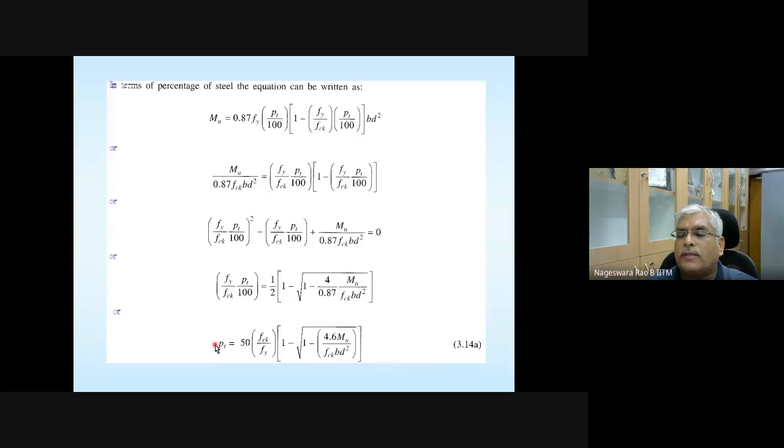So what is the use of this equation? If the section dimensions are fixed, and if your design moment is known to you, and your grade of concrete is fixed and grade of steel is fixed, you can directly make use of this equation and get the percentage of steel.